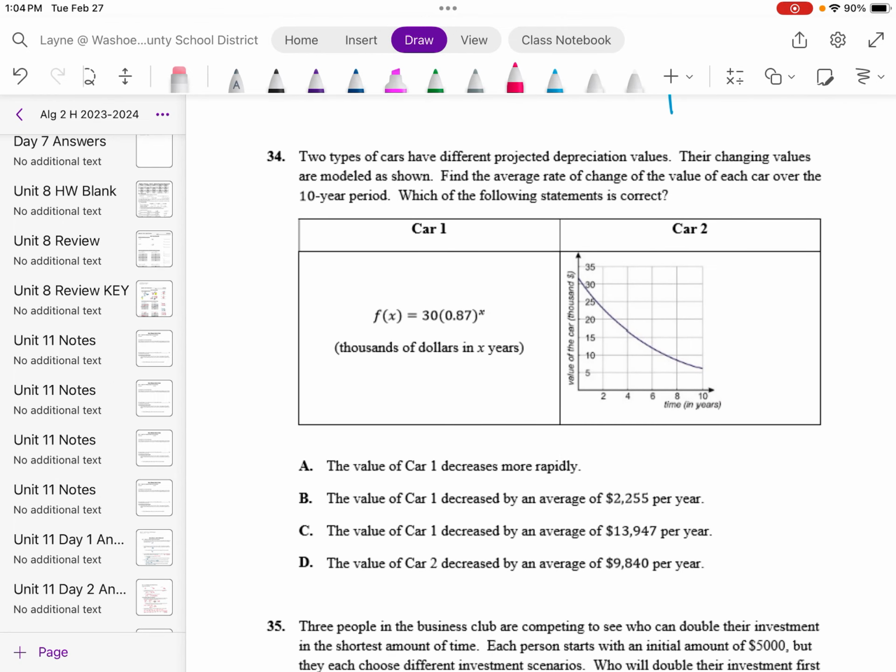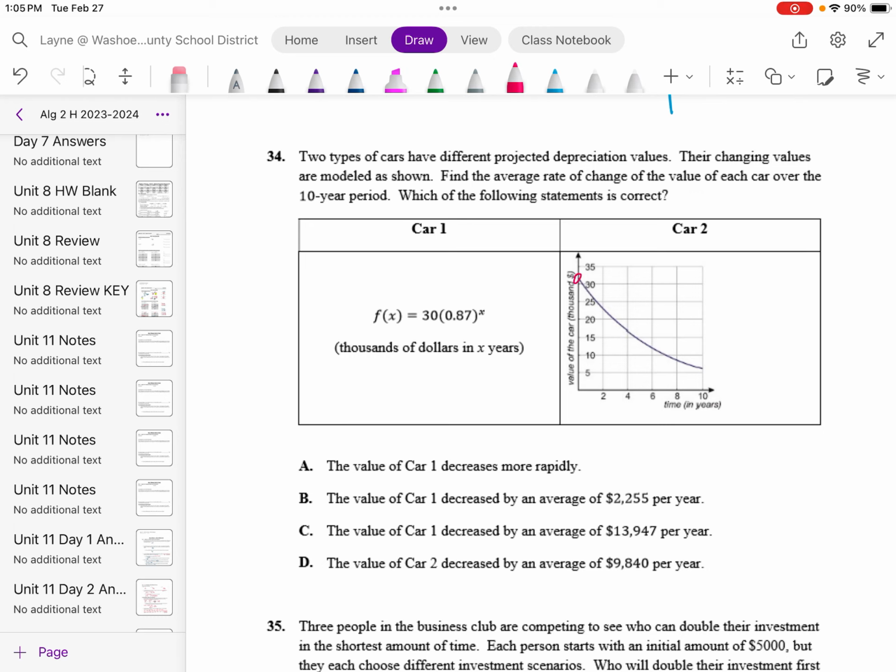Two types of cars have different projected depreciation values. Their changing values are modeled as shown. Find the average rate of change of the value of each car over a 10-year period. Which of the following statements is correct? All right, so to find the average rate of change, we want to see how much it went down, and then we just divide that by how many years it's been.